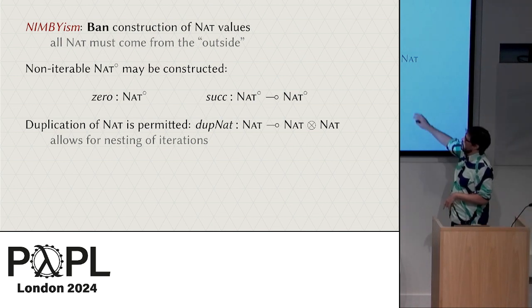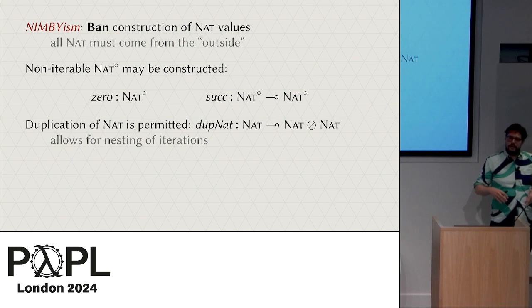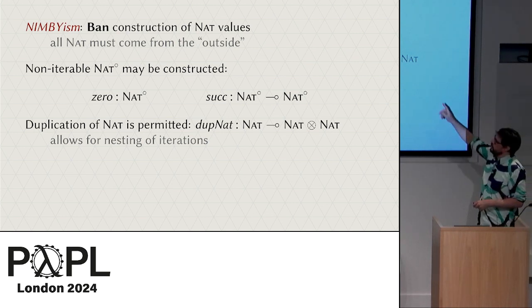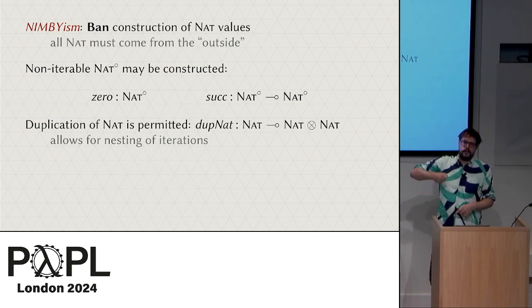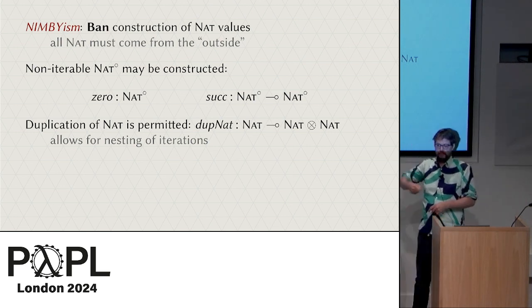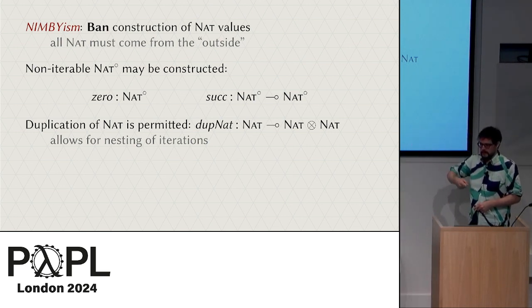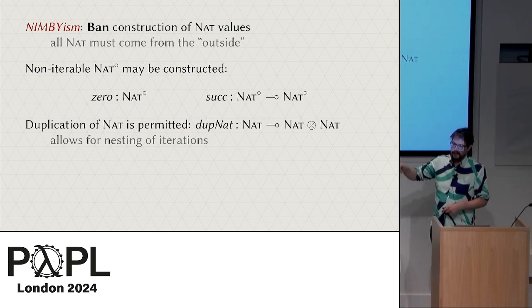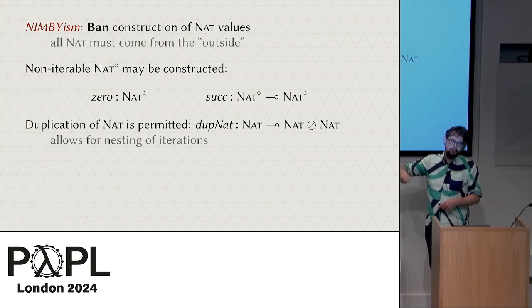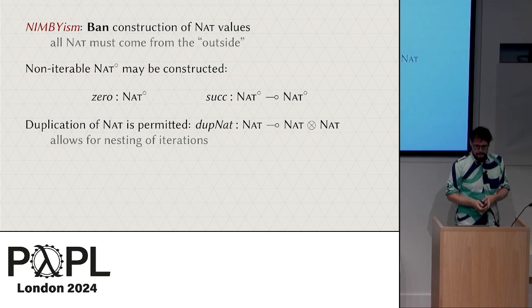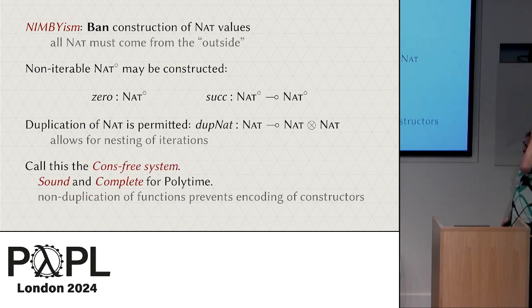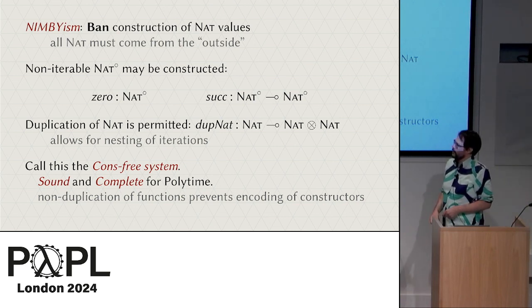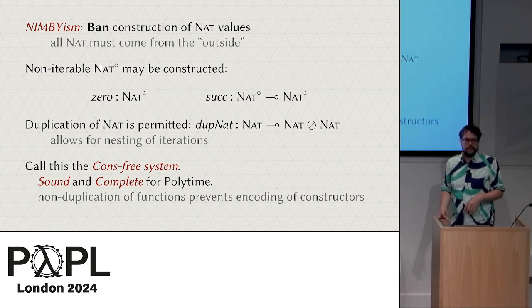We are allowed to duplicate natural numbers. This allows us to nest iterations. So the reason for banning construction is we can't use the input to get bigger and bigger natural numbers. So once you can iterate over the input and you can create numbers, construct them using successors, then you can sort of define addition, multiplication, and exponentiation, and so on. And the slightly amazing thing is that just with these things and linearity, we get a system that's sound and complete for polynomial time.